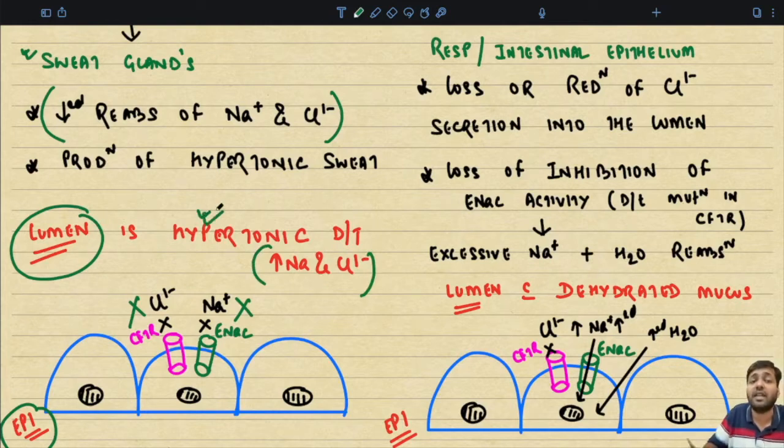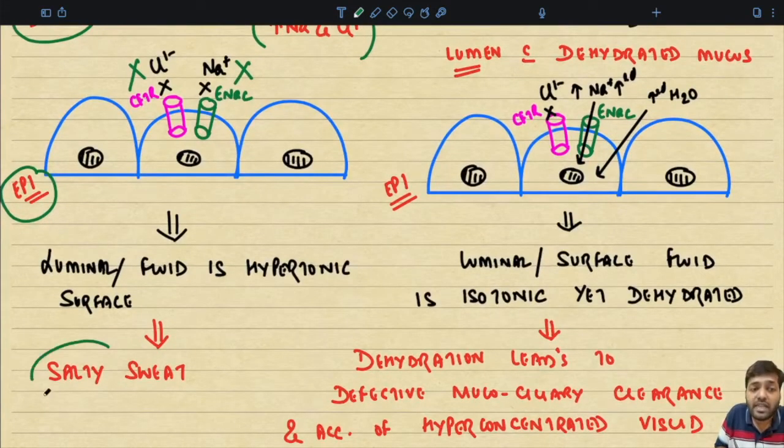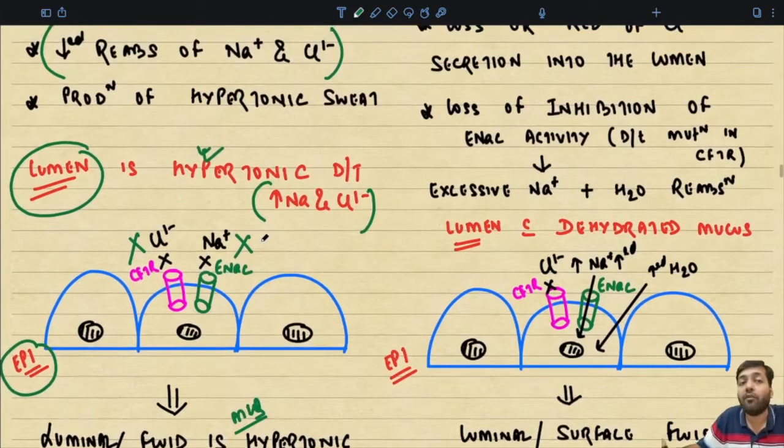So the lumen is containing an excessive amount of sodium chloride, and as a result, the luminal fluid becomes hypertonic, responsible for the salty sweat that we appreciate in case of cystic fibrosis. So the luminal fluid in cystic fibrosis at the level of the sweat duct is hypertonic. Very, very important MCQ over here. So this is at the level of the sweat duct.